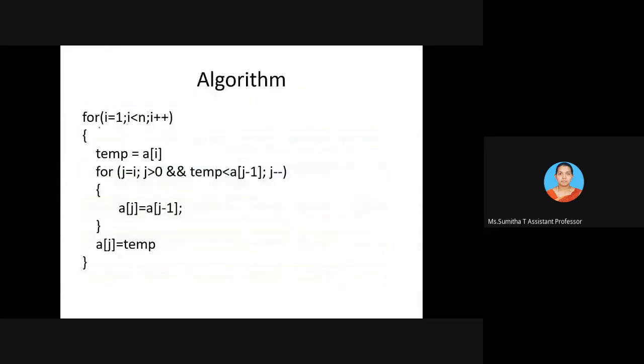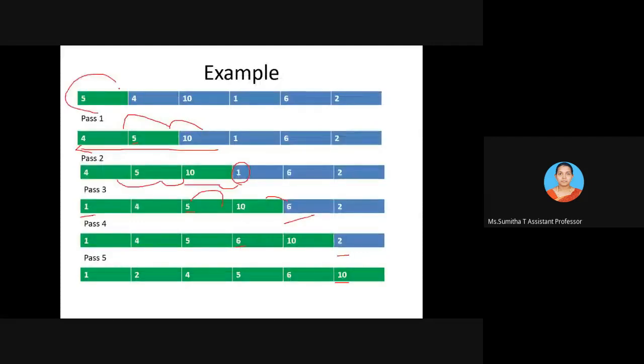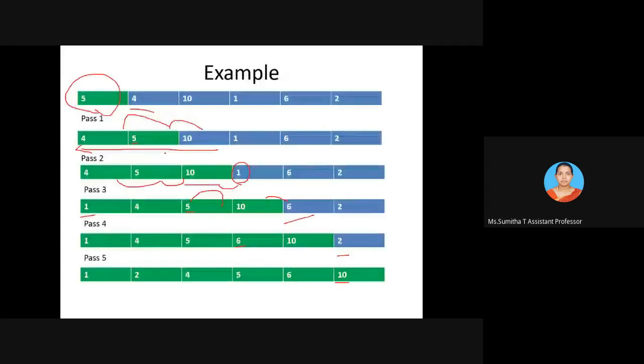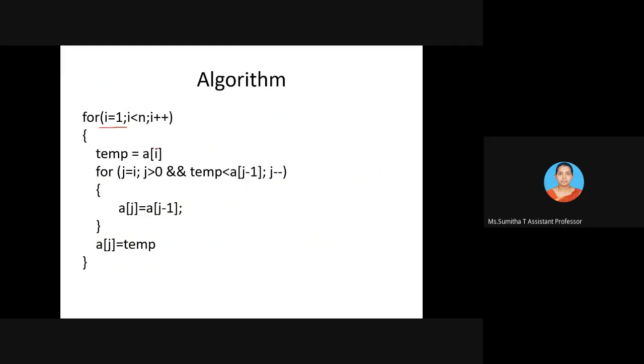So how can we implement it? Start with the element 1. Why? Here the first element is assumed as sorted. So I start with i equal to 1. Temp equal to a of i. This is the first element in the unsorted list, not sorted. The first element we have already assumed as sorted, and temp equal to a of 1. Okay, a of 1 now comes to the variable temp.